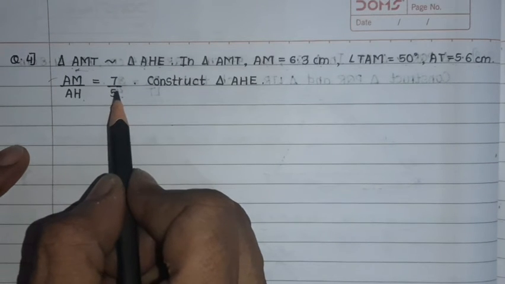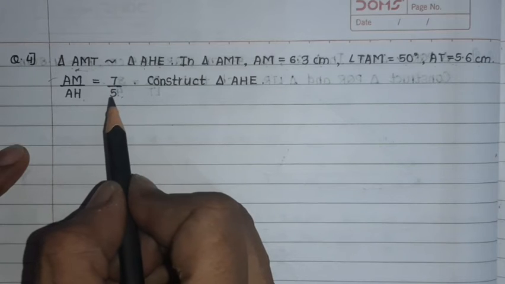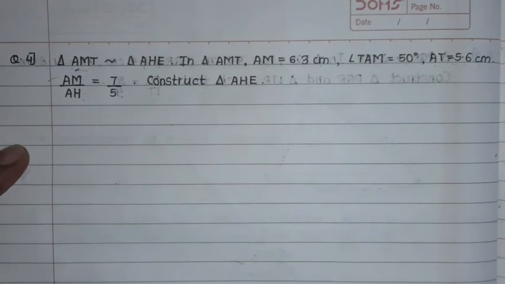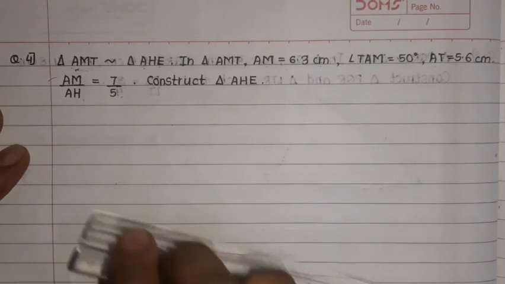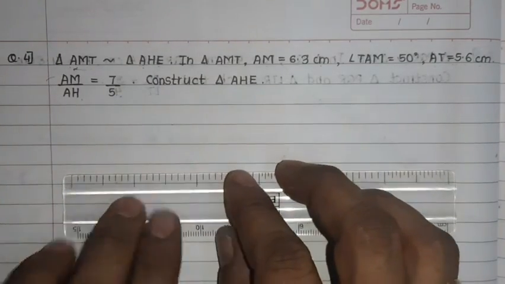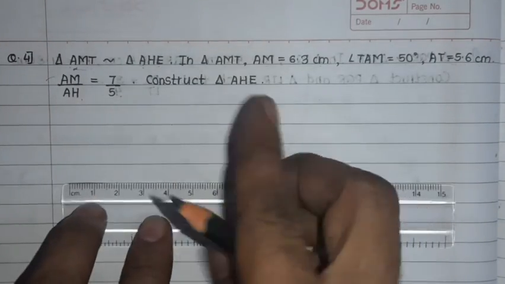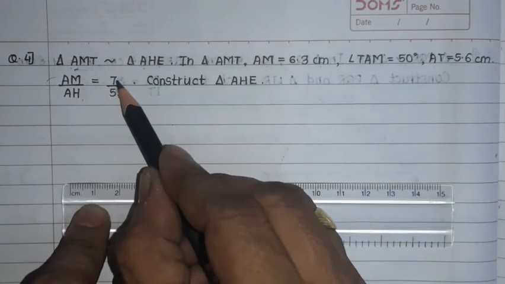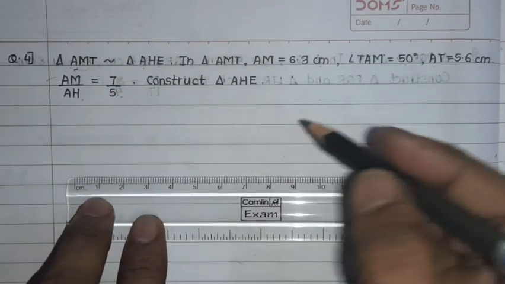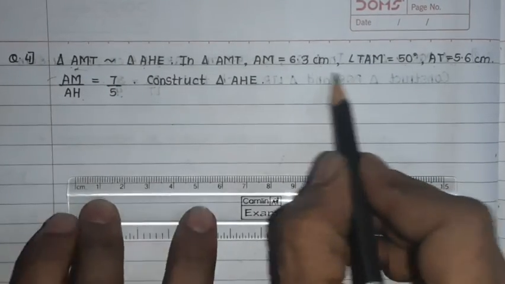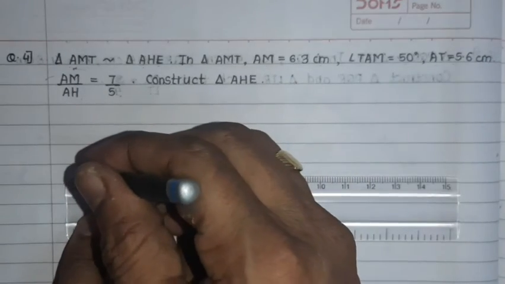Therefore, first of all, we have to draw the analytical figure, or we say the rough figure, which will be like this. First of all, triangle AMT. AMT is the bigger triangle. Now see AMT. Here AM is 6.3.